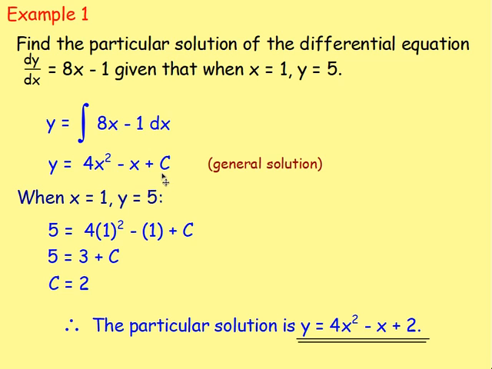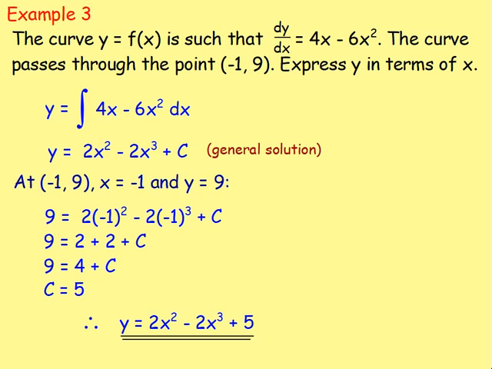Afterwards, again, you're given more information. So replace x with 1, y with 5. That means c is the only unknown, so you can find c, and c works out to be 2. We can then go back to the general solution and replace c with 2. So you'd have y equals 4x squared minus x plus 2. That is known as your particular solution.